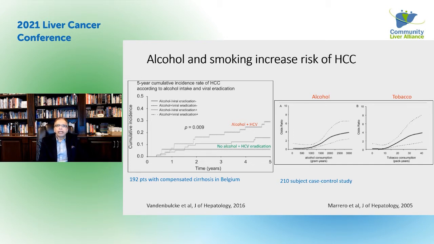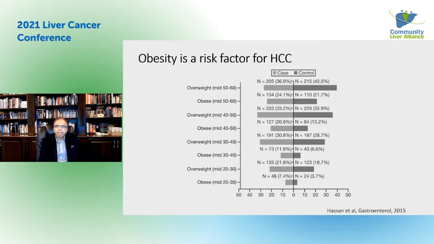Similarly, this shows another study, the risk of HCC according to the cumulative alcohol consumption in terms of grams per year. The odds ratio of HCC development is higher among those with a higher level of alcohol consumption. The same applies to tobacco consumption in terms of pack years. So both alcohol and tobacco increase the risk of HCC development. Next slide, please.